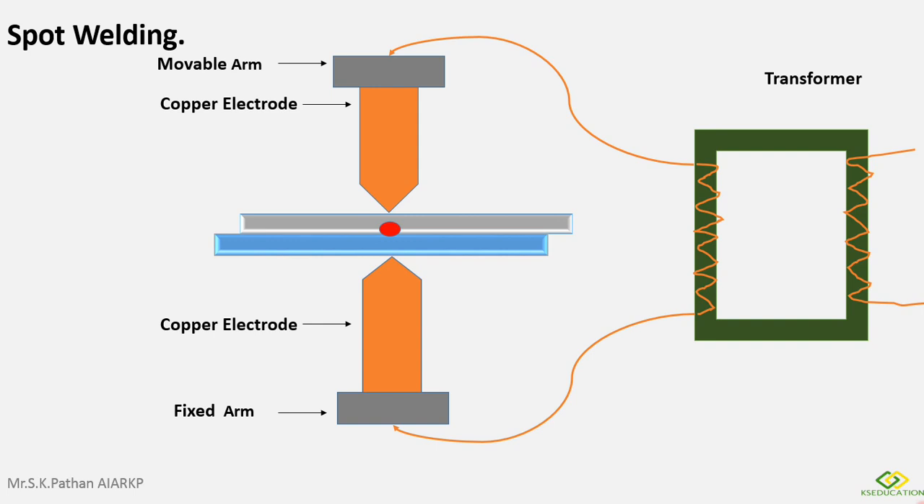and because of the heat generated and the pressure, the spot is created, and this spot is nothing but a weld nugget, which is formed because fusion takes place between these two surfaces. This is how spot welding works.